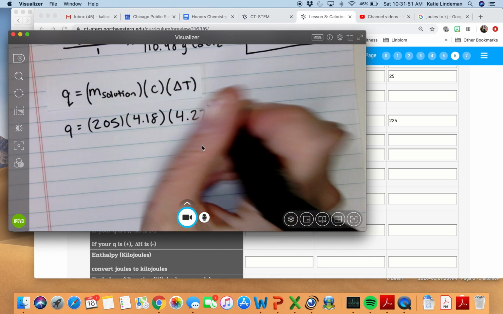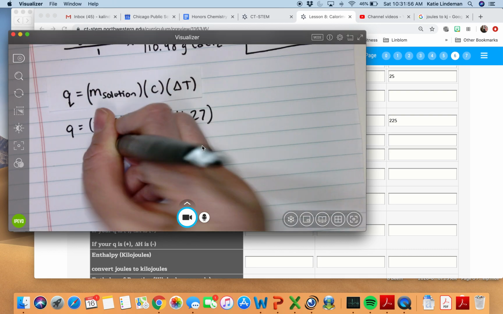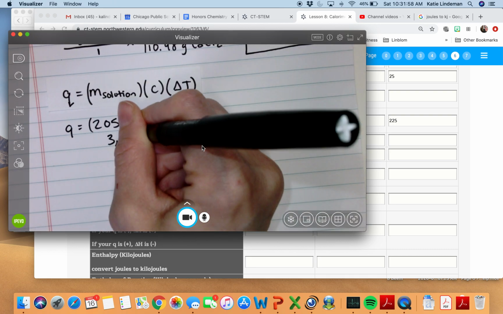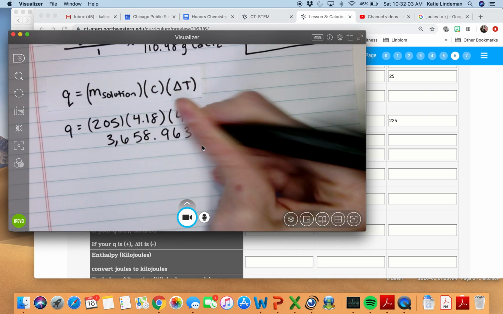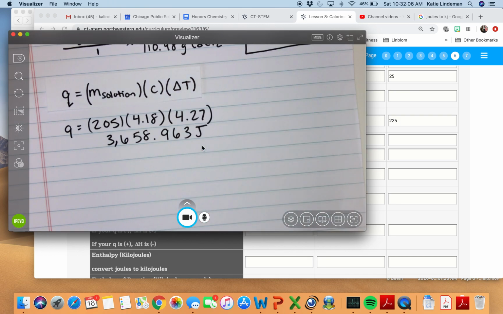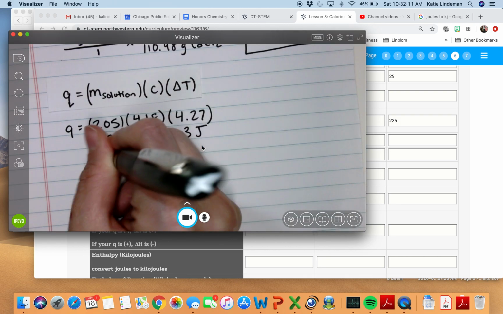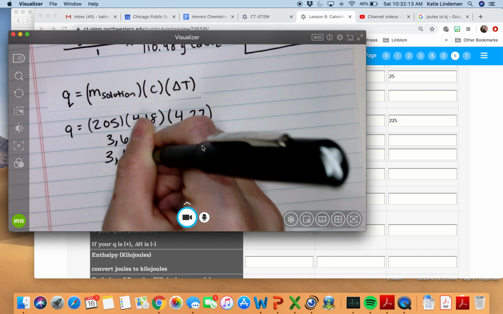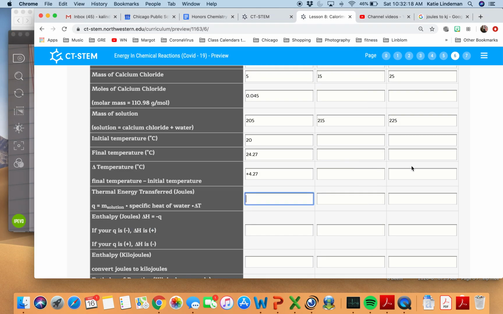Okay. So when we multiply this out, we get a rather large number, 3,658.963 joules. Okay. Now I am going to round this number so that it's 3,658.96 joules. Okay, and that's the number I'm going to plug in here. So 3,658.96.